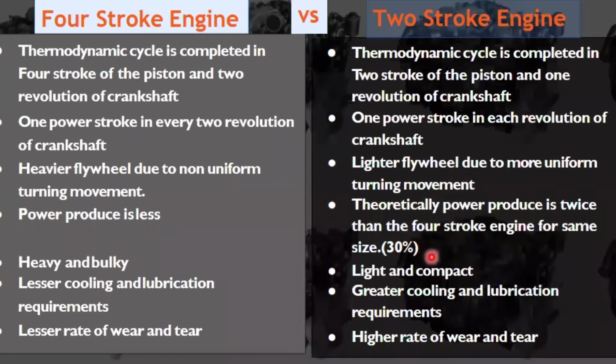So we are going to have double power here. Twice the power we are going to get when compared to the four stroke engines. But because several parameters are going to be disturbed during the strokes, we are going to get only 30%. That means suppose here we are going to have 100%, 50%. Here we can get only 70%. The other 30% is going to be wastage.